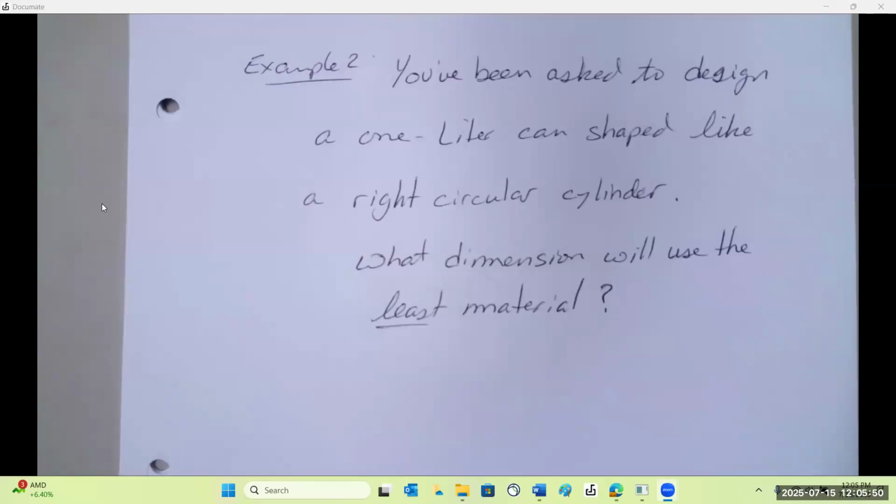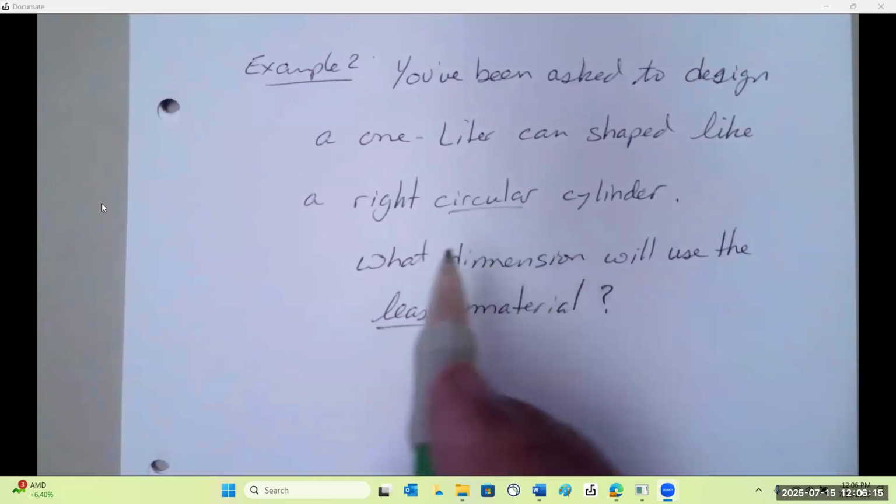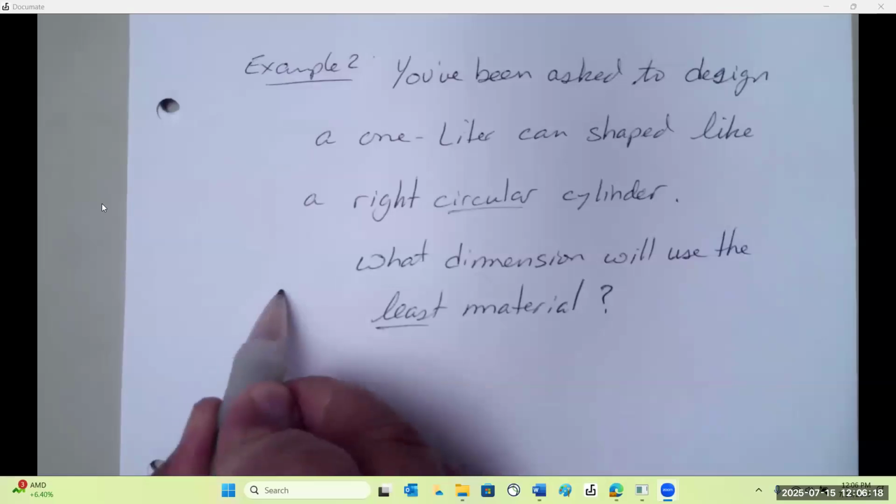What does that mean? Right circular cylinder. What's a circular cylinder going to look like? What's a cylinder? A tube. It's exactly what it is. A can, a tube, a Coke can, or a Pringles jar. So we know since it's circular, it has to look like this.